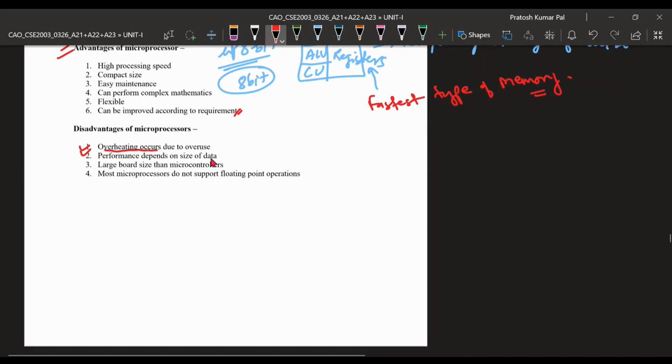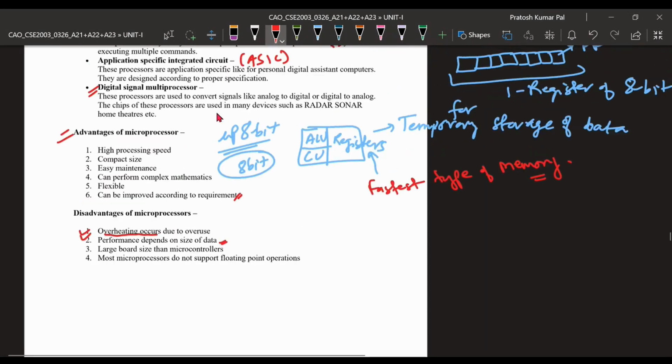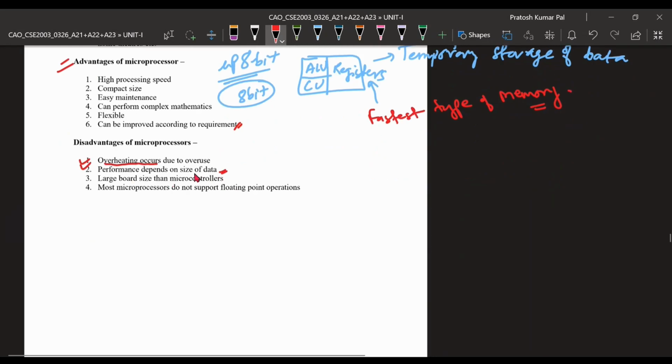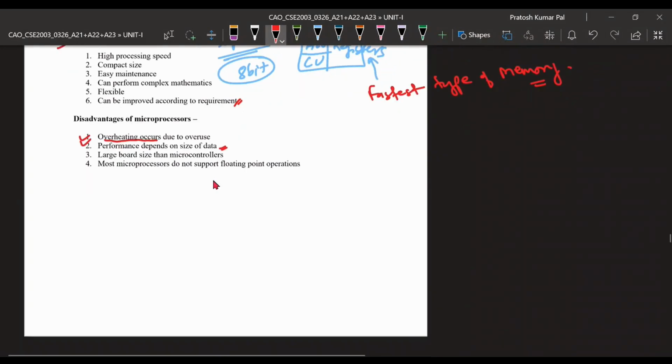The performance depends on the size of data. We have already seen that based on the size of microprocessors, they operate at different speeds and can execute different numbers of instructions per second. So the performance depends on the size of the data. Also, the board size is large compared to microcontrollers. Microcontrollers are application specific. Microprocessors have a larger board because they accommodate large functions, but a microcontroller has a specific single function, you can consider.